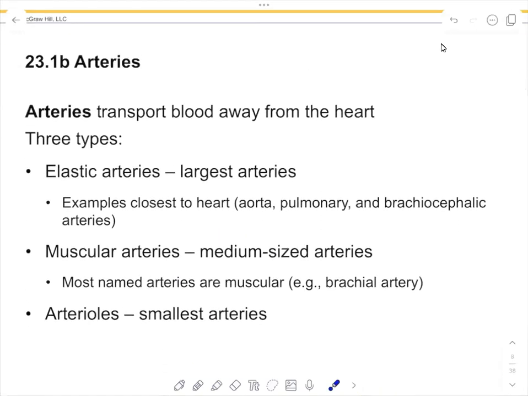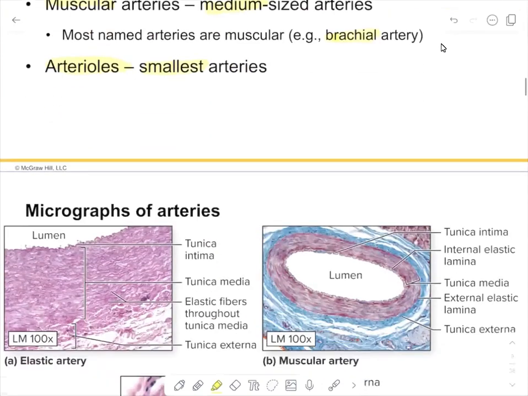The arteries are going to transport blood away from the heart. The three types are the elastic arteries, which are the largest and closest to the heart, things like the aorta, pulmonary trunk, and brachiocephalic arteries. The next group would be the muscular arteries, which are medium-sized, like the brachial artery in the upper arm. And then finally, the smallest arteries are arterioles. These lead directly into the capillaries.